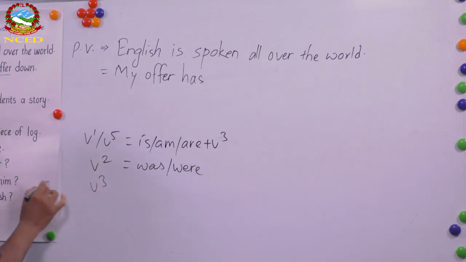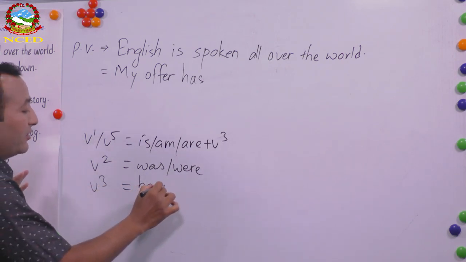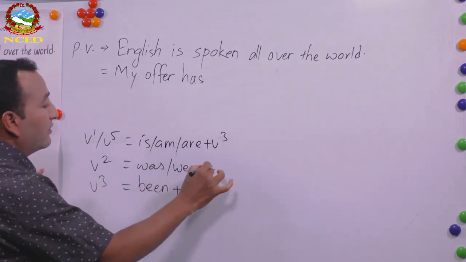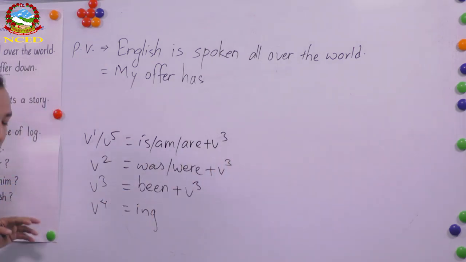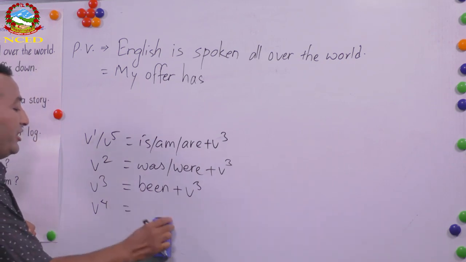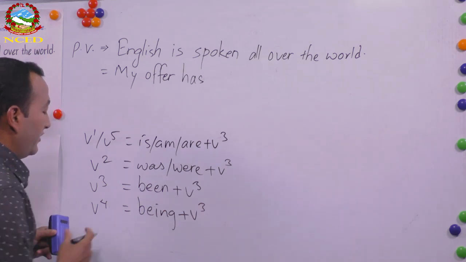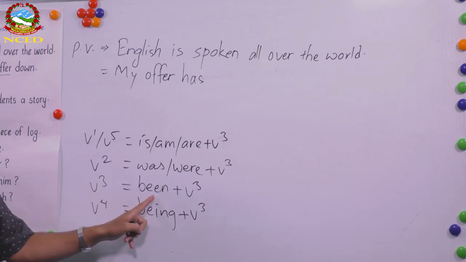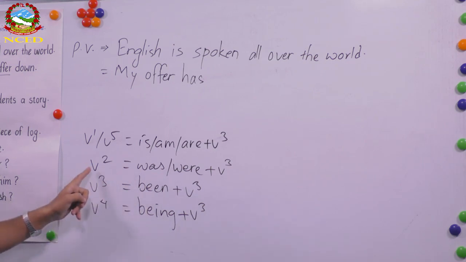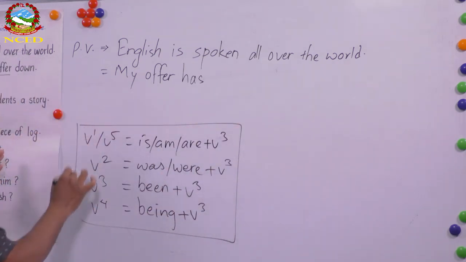Then if there is verb 3, meaning has, have, had plus verb 3, then we use been plus verb 3. Verb 3 is everywhere. If there is verb 4, the ing form, meaning being, we use being plus verb 3. Look at this, verb 4, being. Be verb, being, verb 3. Be verb, that is the past participle of be verb, been. So, was, were plus verb 3. Remember this. That will help you do more.